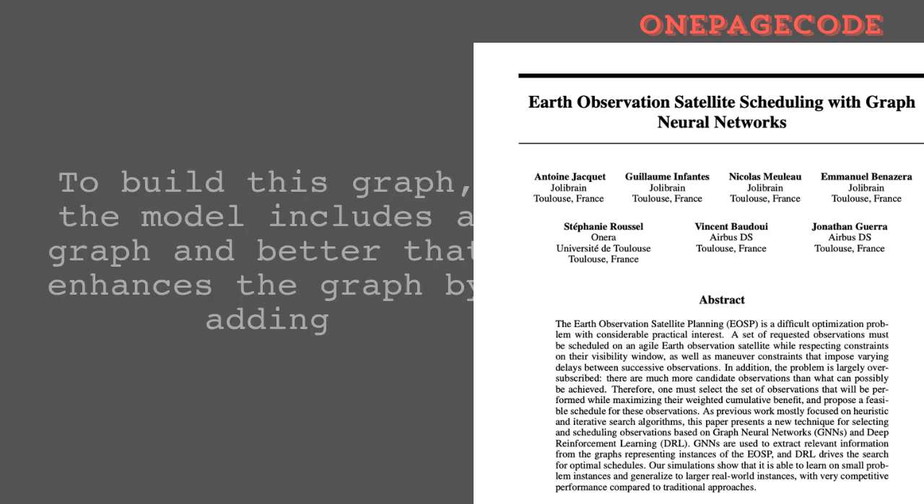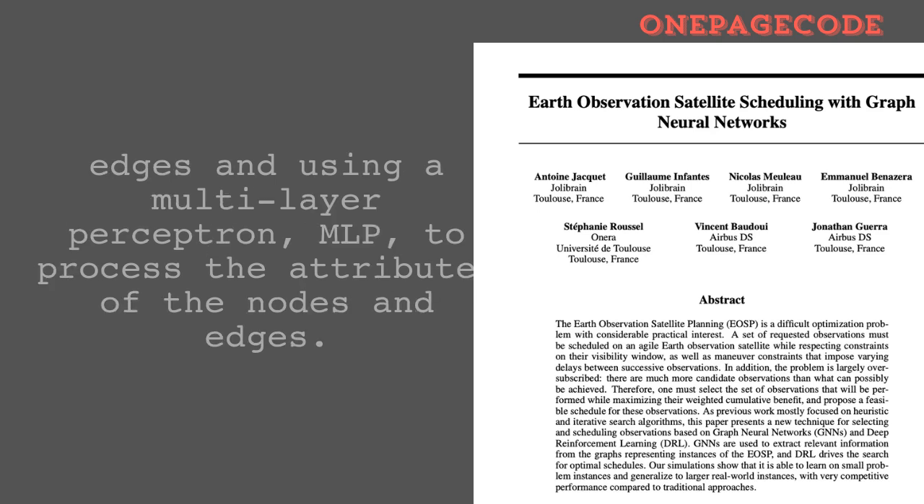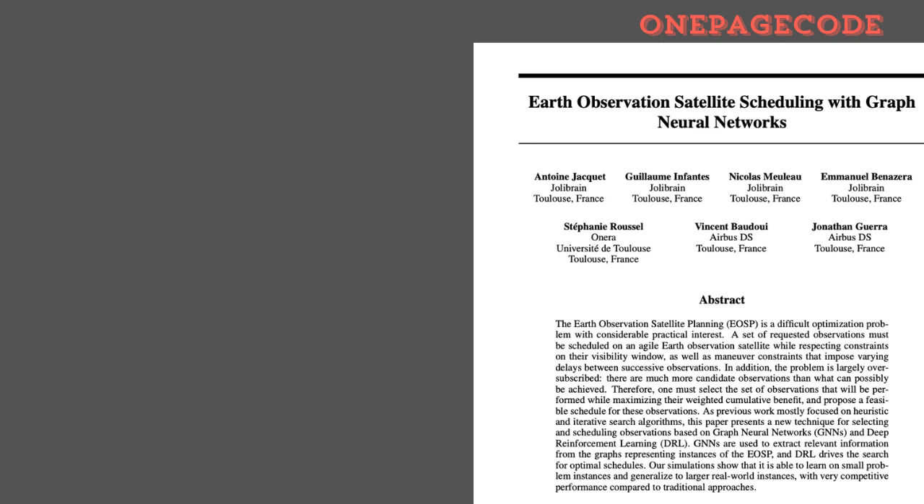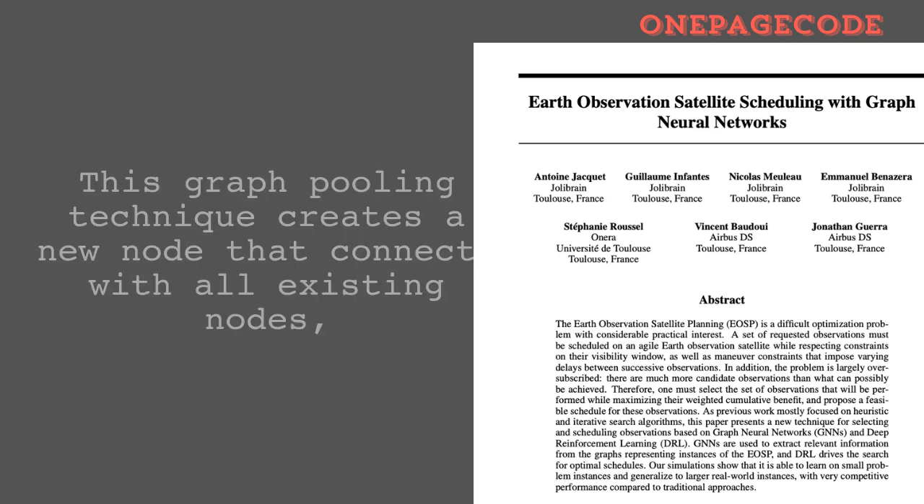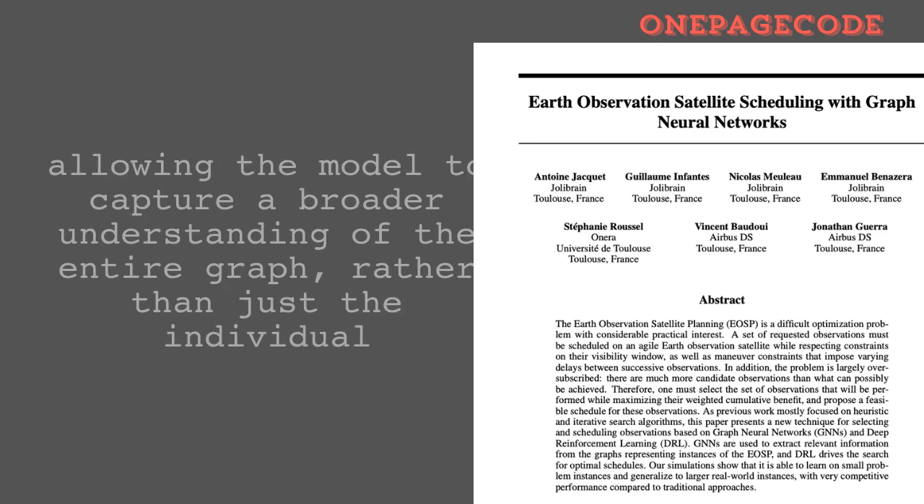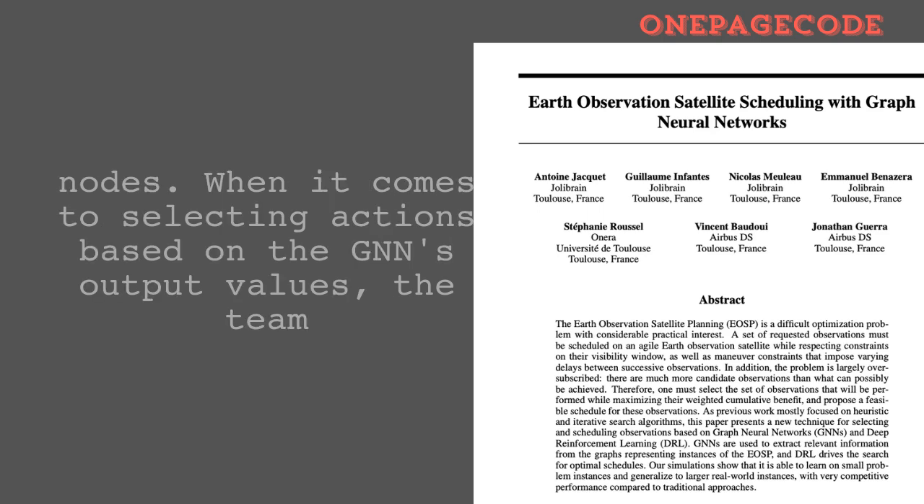To build this graph, the model includes a graph embedder that enhances the graph by adding edges and using a multilayer perceptron, MLP, to process the attributes of the nodes and edges. This graph pooling technique creates a new node that connects with all existing nodes, allowing the model to capture a broader understanding of the entire graph, rather than just the individual nodes.